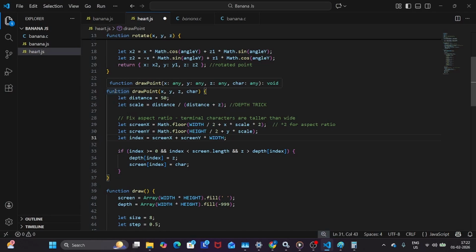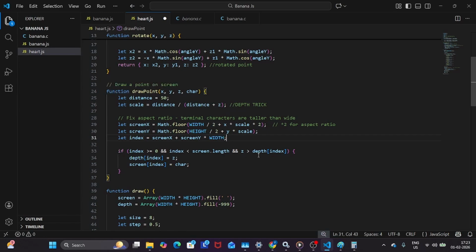Now the terminal prints the array sequentially, row by row, and that matches our 1D array. So this is like drawing thousands of points very efficiently.